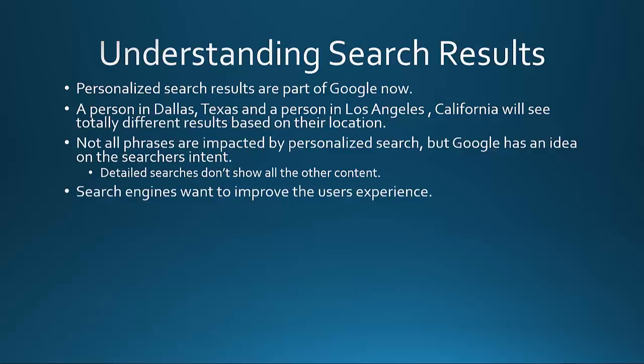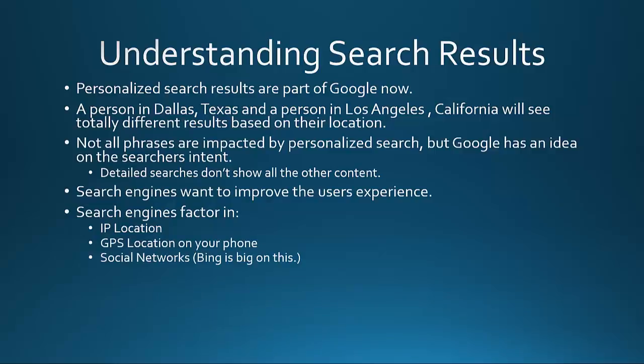Search engines want to improve the user's experience as much as possible, and so therefore they want to show them things that they want. Search engines factor in things like the IP location. Where are people actually searching from? GPS location on your phone if you have that feature turned on. Social networks. Bing is really big on this, the Bing search engine, not as much Google, but they will actually let you know, like, hey, here's websites that your friends recommended or that your friends have recently visited or that your friends have talked about recently. That will actually play in as well into understanding search results.